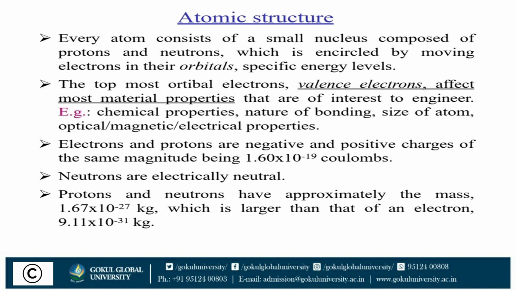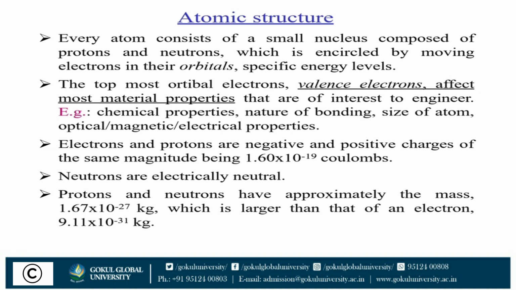Atomic structure is defined as follows: the atom consists of a small nucleus composed of protons and neutrons, which is surrounded by moving electrons in their orbits at specific energy levels. The topmost orbit electrons, the valence electrons, affect most of the material properties that are of interest to an engineer, like chemical property, nature of bonding, size of the atom, optical, magnetic property, electrical property. These are some examples of that.